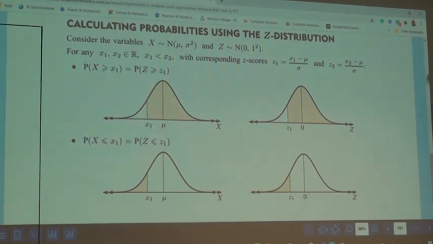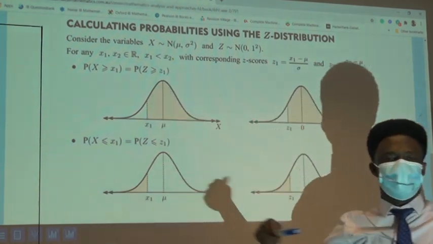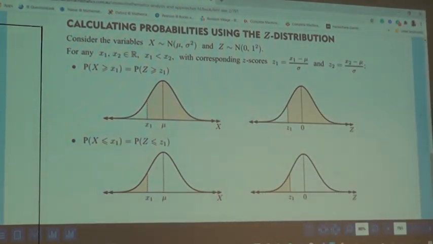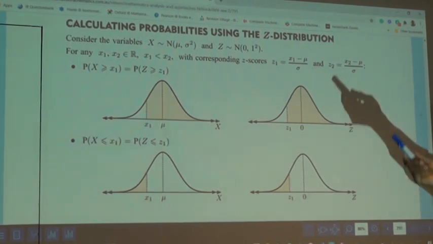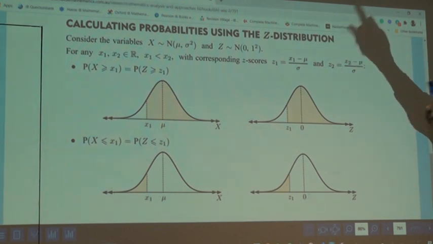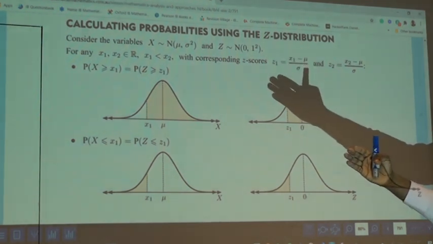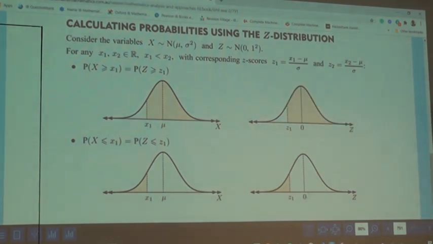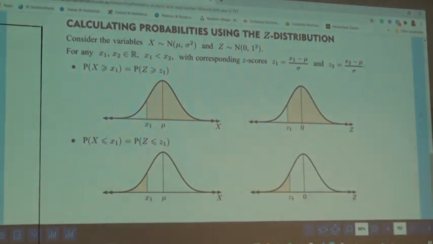Okay? For any x1, x2, if x1 is less than x2, it is expected that z1 should be less than z2. Does that make sense? And you have seen that in that comparison, because otherwise there's no basis for comparison. The proportion of x cannot be compared to that of y. So look at what we just did in the previous example. The two scores were converted to z-score, and the higher one was said to be higher.